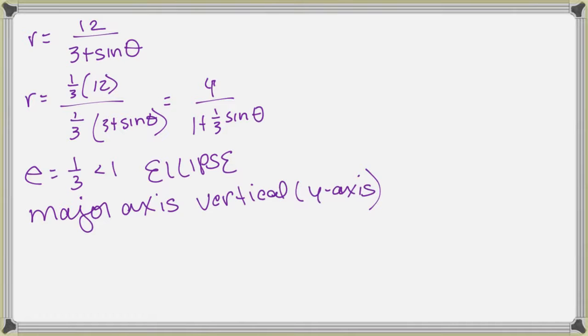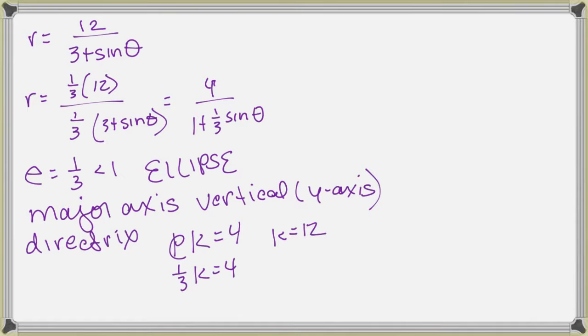We also know we can find the directrix pretty easily. So EK is what's on top there. That's the 4. We know that E is a third. So that tells me that K must be 12. And now again, because it's centered on the y-axis, this is actually going to be y equals 12.